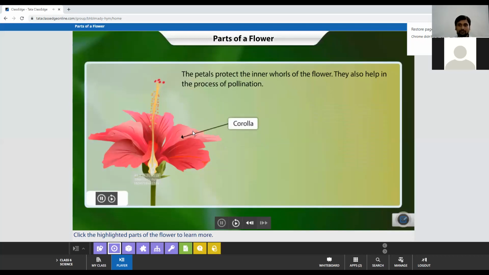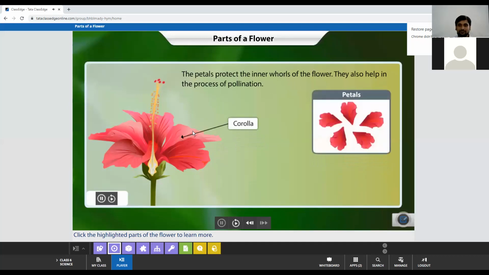Now the second one. The corolla is made up of brightly colored petals. Petals protect the inner whorls of the flower.